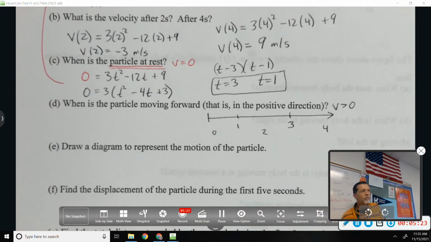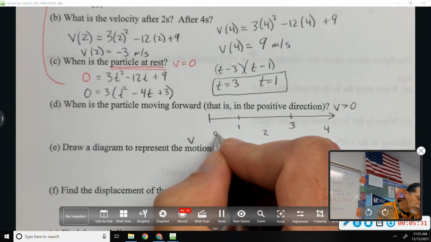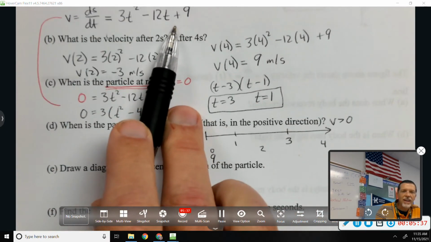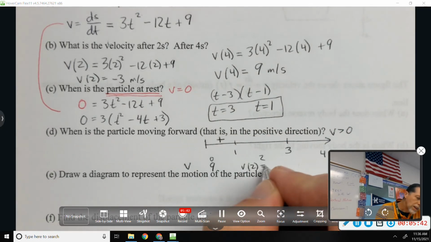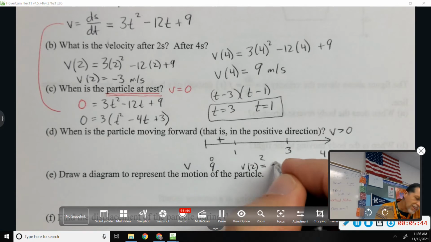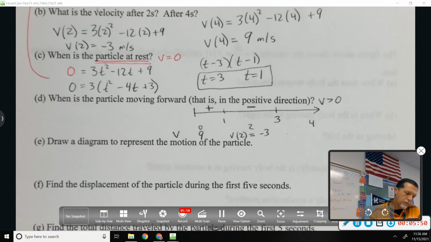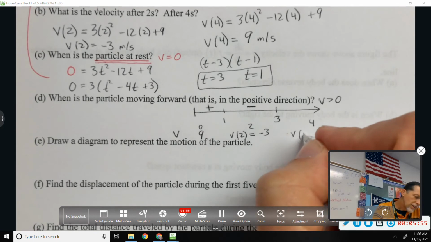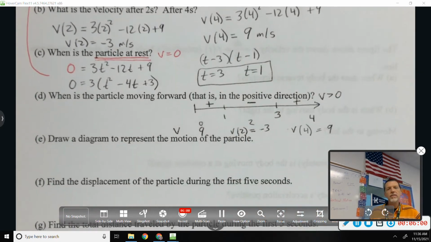If I pick 2 and 4 as my volunteers from those intervals, 2 is negative. Then I need to find V of 0, but that's easy. If I plug in 0, I get 9. So 0 to 1, we're positive. If I plug in 2, I already did that. Negative 3. So velocity is negative between 1 and 3. If I plug in 4, I already did that. I get positive 9.